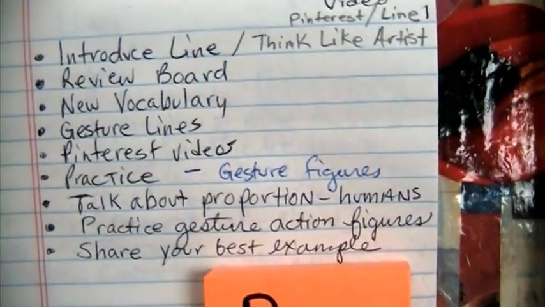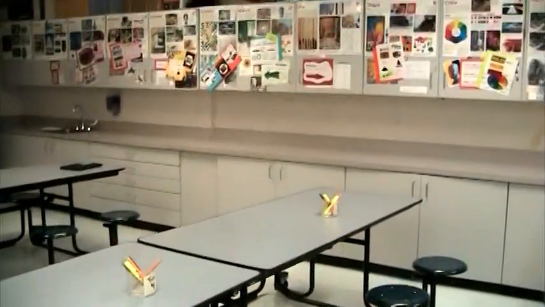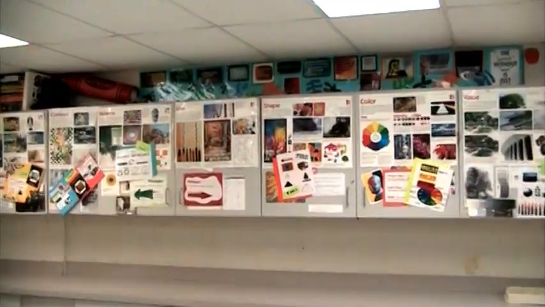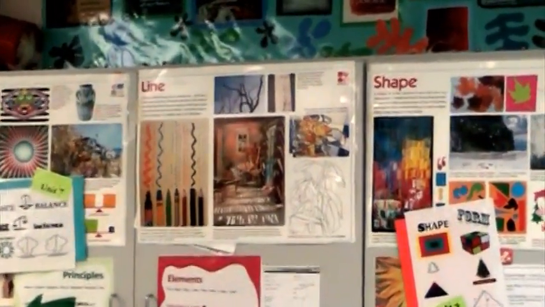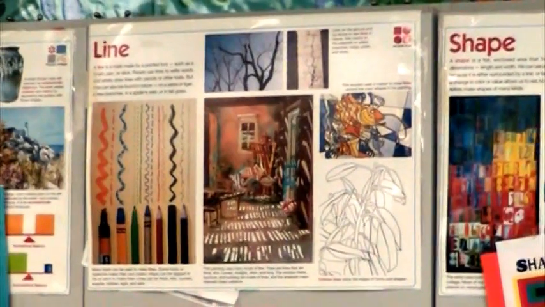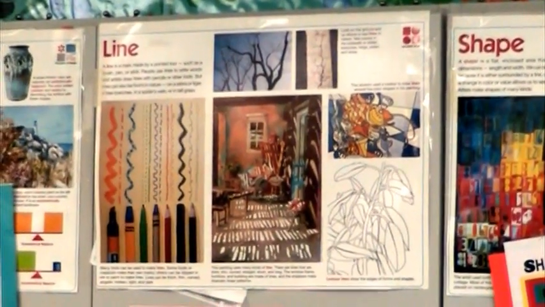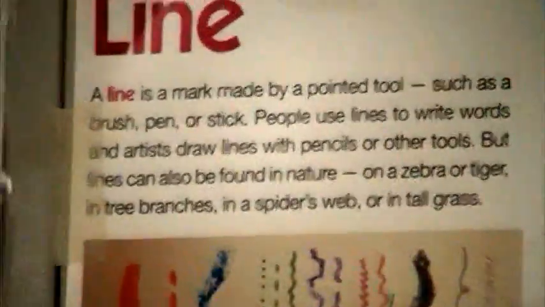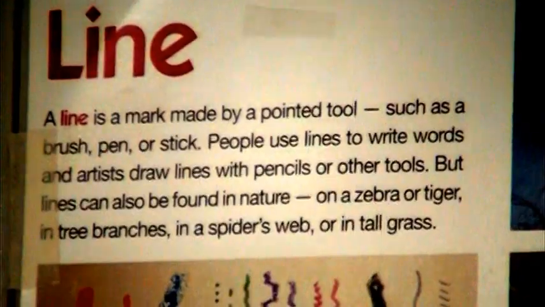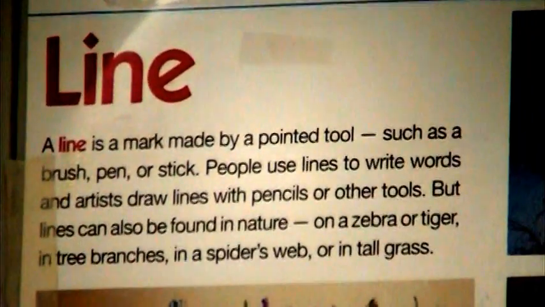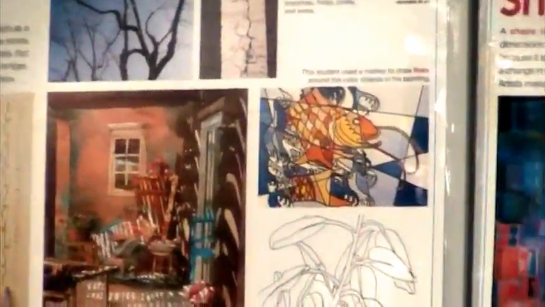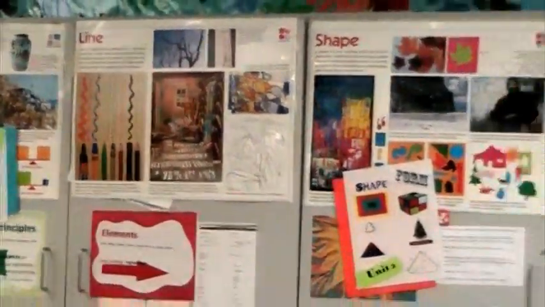Okay, so I'm going to go up to the board. And the first thing I'm going to do is zoom in to our poster online. Okay, that's what it looks like. Gives you all the different examples. Definition. Types of line. Contour line, all types of line. Very, very important.